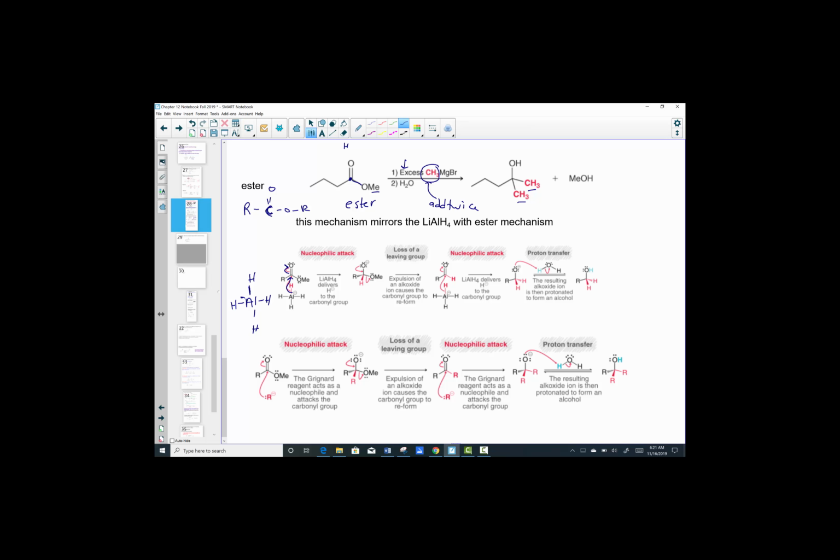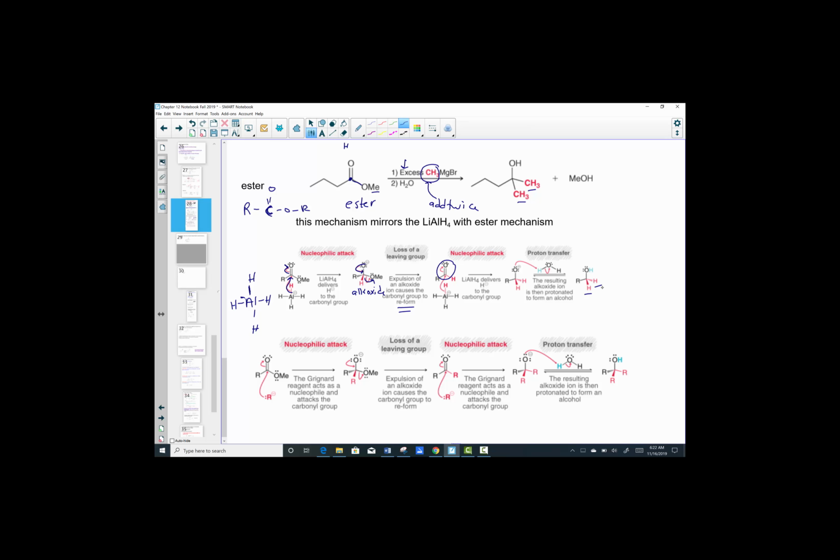In our next step, we actually reform the pi bond. So the oxygen negative electrons reform that pi bond. Notice here that in this particular case, when it reforms the pi bond, it expels the OMe. So that leaving group has to leave. We have a new carbonyl formed. Notice this now, the new carbonyl is just ready for a second nucleophilic attack. So by the time we're done, we've added across 2 hydrogens from aluminum tetrahydride.